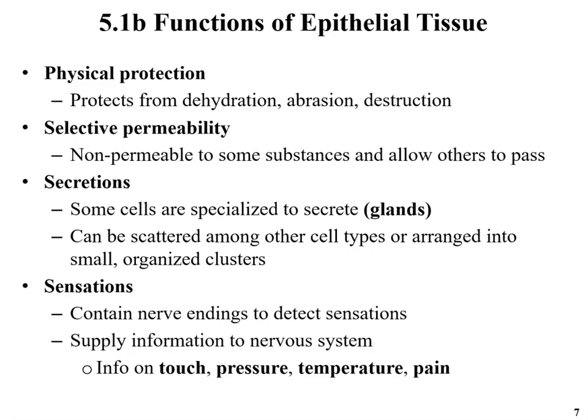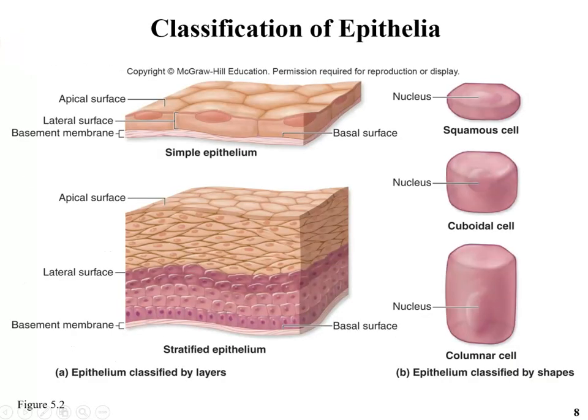Epithelial tissues can secrete, so some cells are specialized to secrete, and these are called glands. They can be scattered among other cell types or arranged into small organized clusters. Sensations. Epithelia contain nerve endings to detect sensations, and they supply information to the nervous system. So it gives us information on touch, pressure, temperature, and pain.